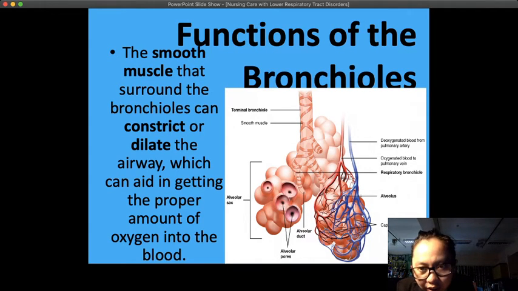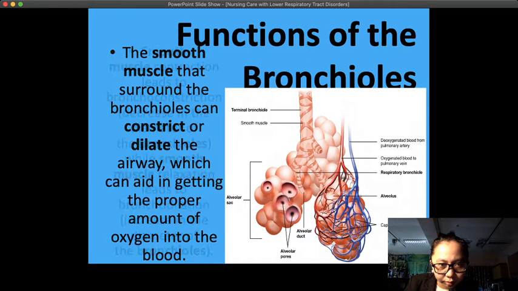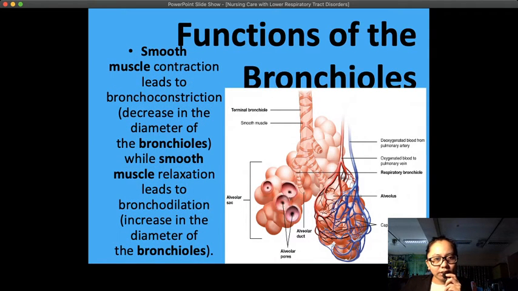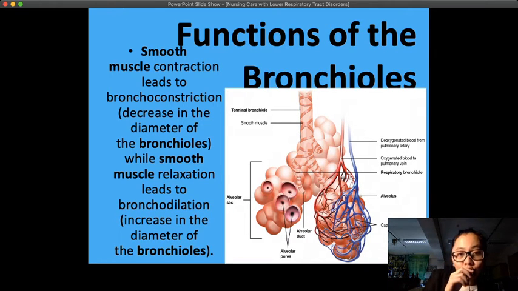Okay, so you can see here the blood from pulmonary artery, blue one. To pulmonary vein, red one. All right. So you can see the parts. All right. So smooth muscle contraction leads to bronchoconstriction or the decrease in the diameter of the bronchioles, while smooth muscle relaxation leads to the bronchodilation, increase in the diameter of the bronchioles.